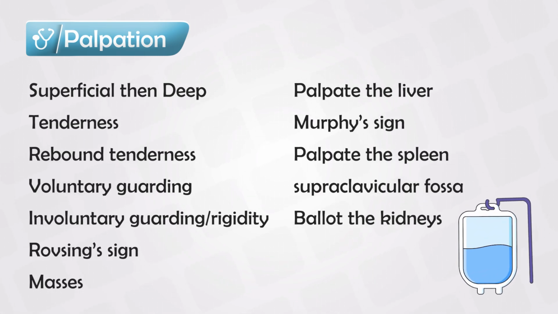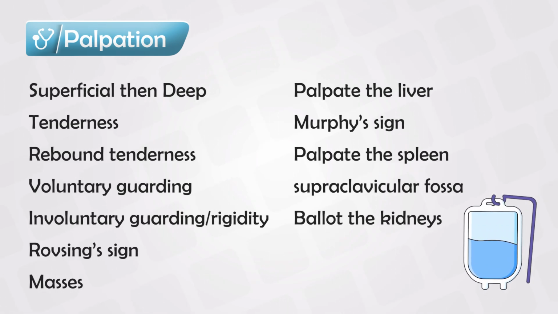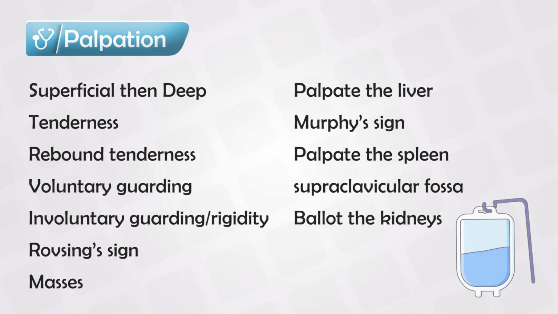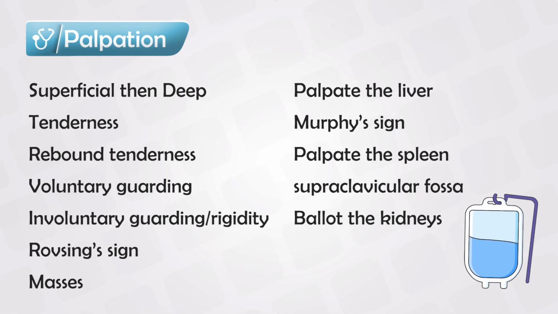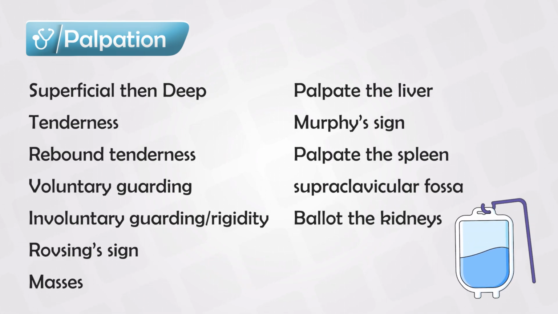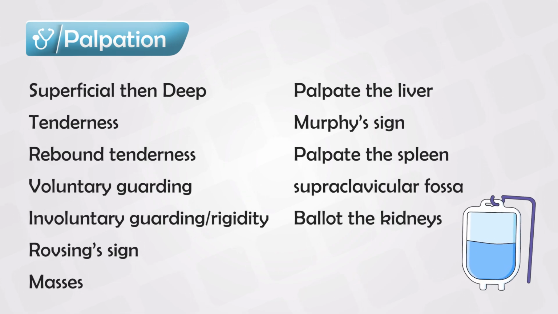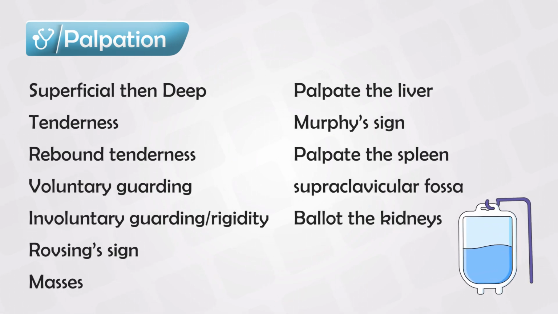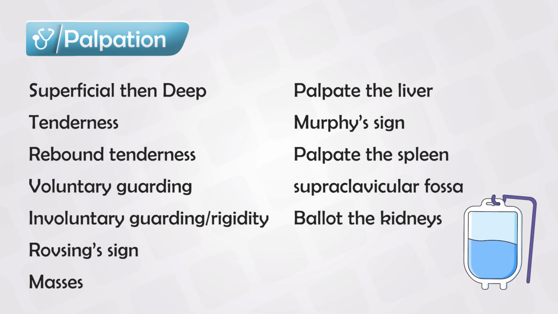Look for voluntary guarding or involuntary guarding, which is also known as rigidity. Rovsing's sign, where if you place your hand and push on the left iliac fossa, the patient would have pain on the right iliac fossa. This is again a sign of acute appendicitis. Look for any masses. You can also palpate the liver to see if it's enlarged.